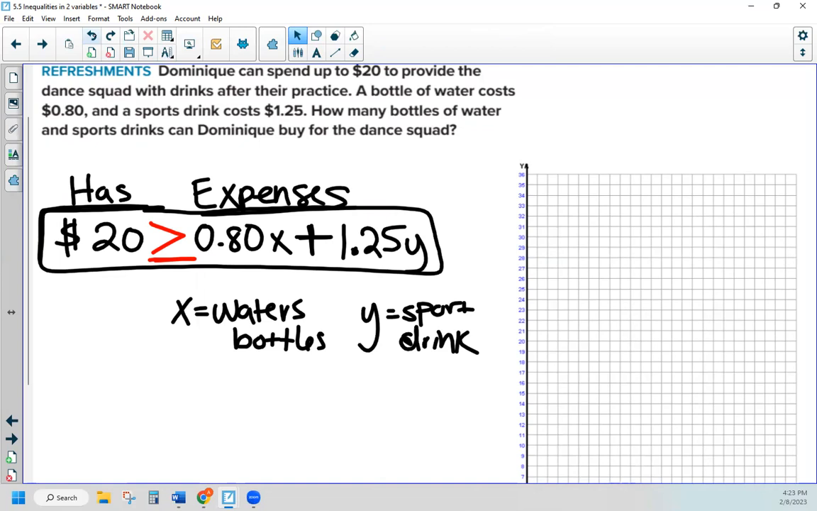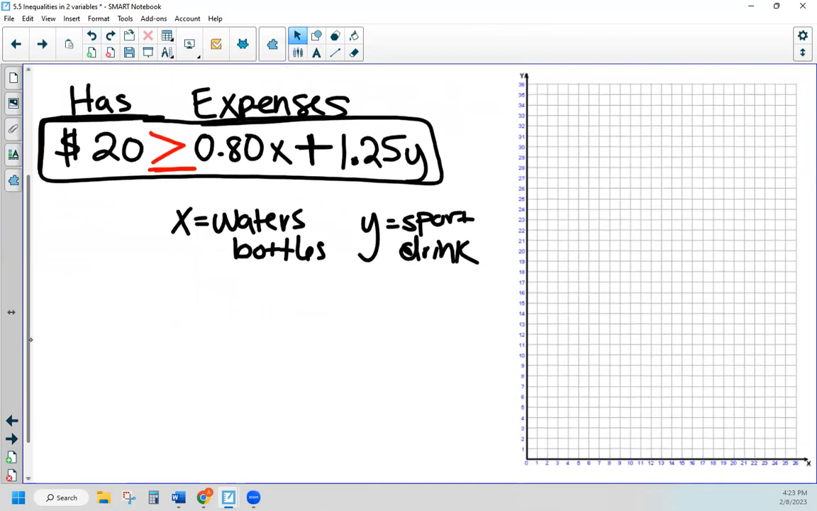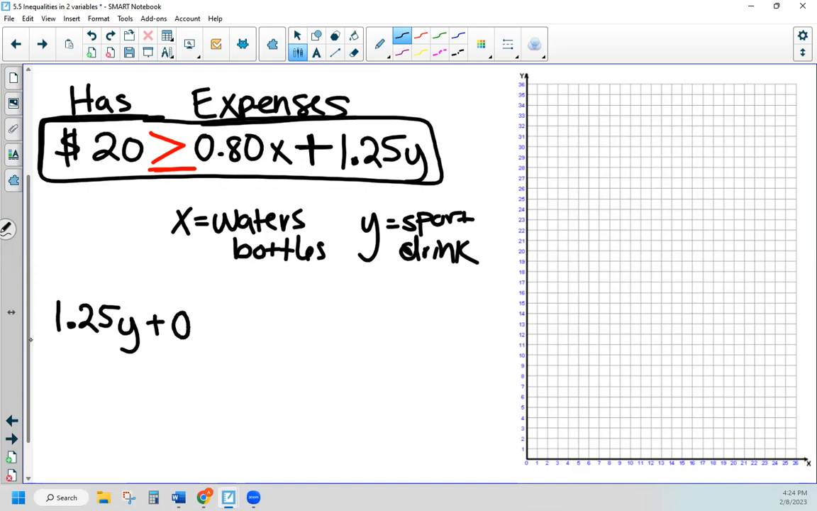Step number 2 would be, let's start graphing it so we can have a visual and quickly be able to see all our answer combinations that we have. Remember that to graph this, we want to put it in slope-intercept form. And that is when we get Y by itself. So what I'm going to do right now is flip the entire thing, just because I know a lot of students like seeing it the other way. So 1.25Y plus 80 cents X, the expenses have to be less than or equal to 20.